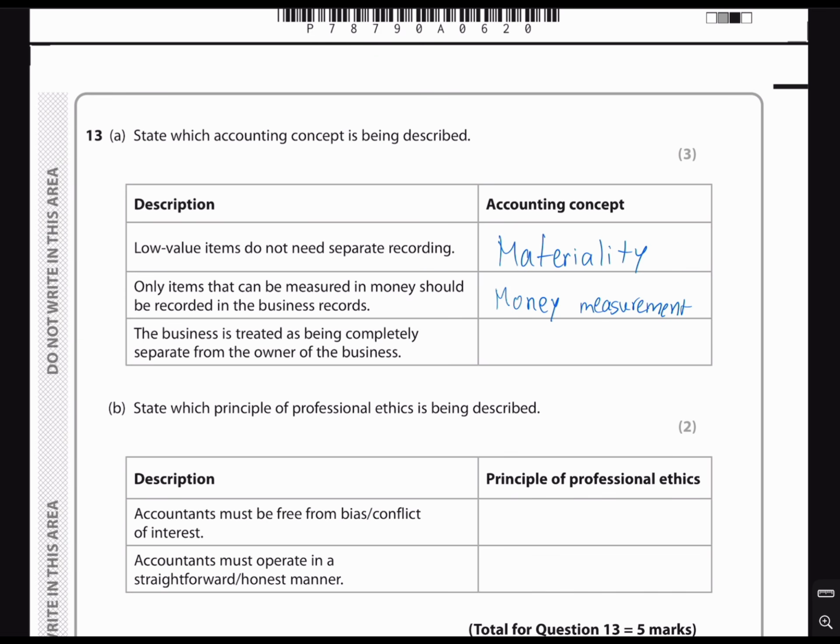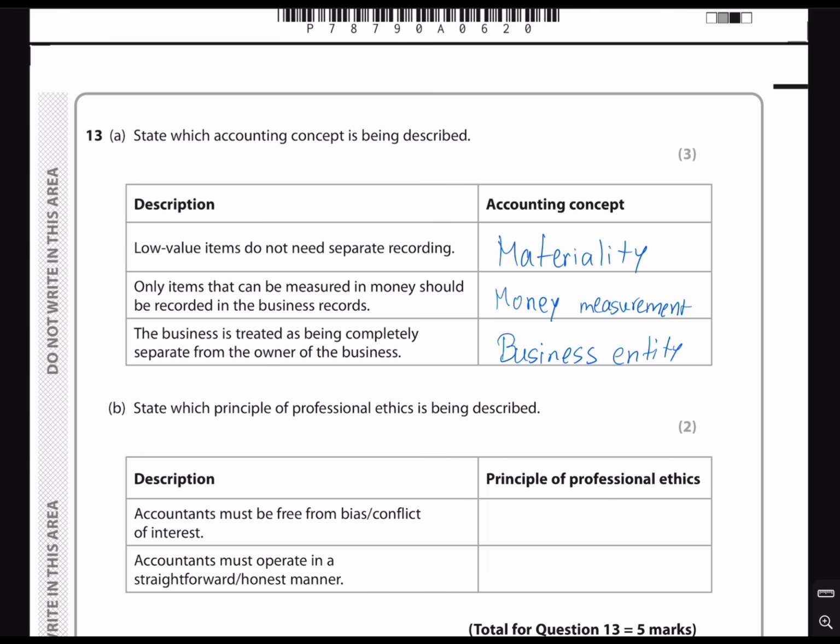Next up, we have the business is treated as being completely separate from the owner of the business. So which concept tells us about this? It's the business entity concept, because this concept tells us that the business and the owner have to be treated separately. Why? Because we can't treat them the same, because they're different legal entities.